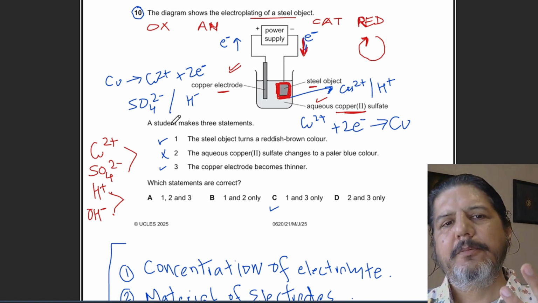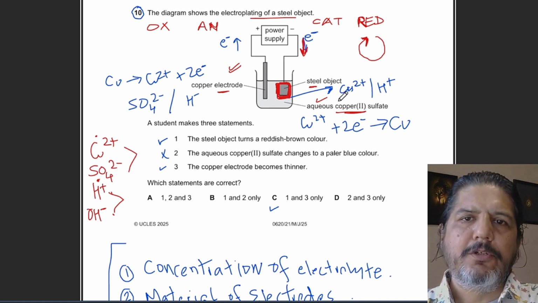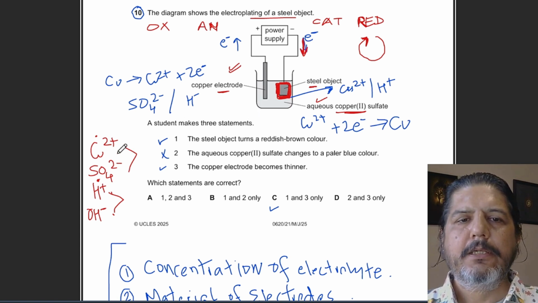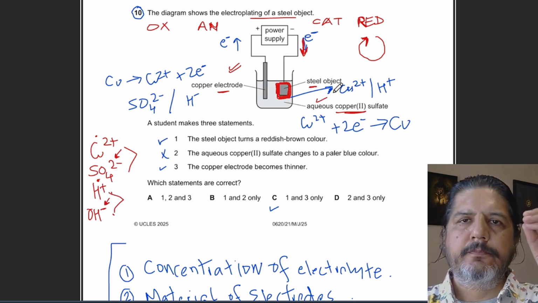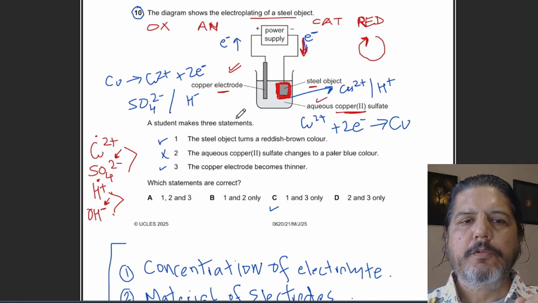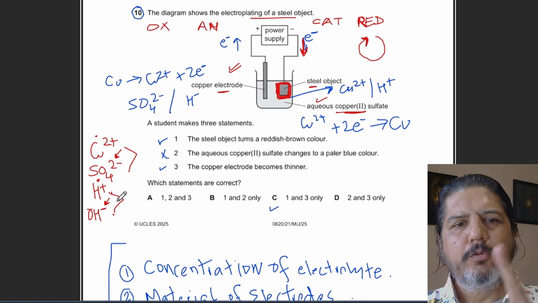Now there'll be a competition between Cu2+ and H+. Just try to visualize that they will rush towards the negative side to get discharged. And there'll be a competition between SO4 2- and OH-. These are anions. They will rush towards the positive electrode. So there'll be a competition between sulfate 2- and OH-.